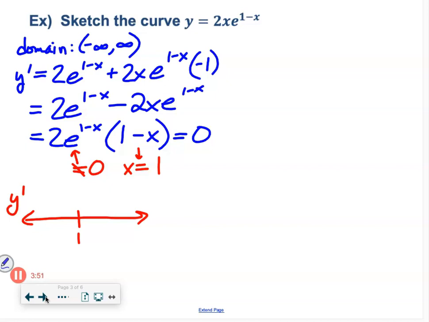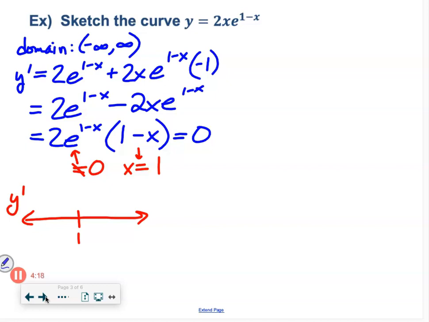Again, e to any power is always positive. Remember, even if the power is negative, that doesn't make the number negative, it just flips it over, right? E to the negative second is just 1 over e squared. So e to any power is positive. So this whole first part of our derivative is positive. So really, we only have to check the stuff in the parentheses for our signs.